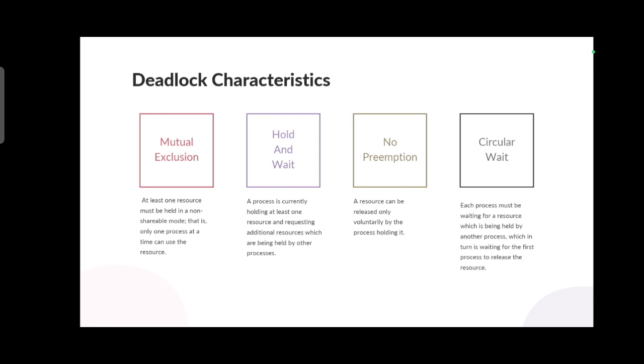Coming to no preemption. A resource can be released only voluntarily by the process holding it. Circular wait. Each process must be waiting for a resource which is being held by another process, which in turn is waiting for the first process to release the resource. These four are the characteristics of the deadlock.